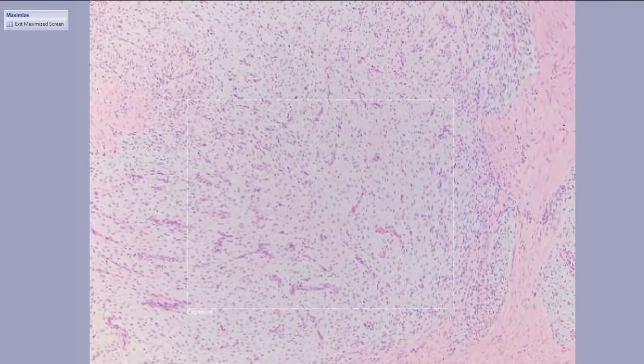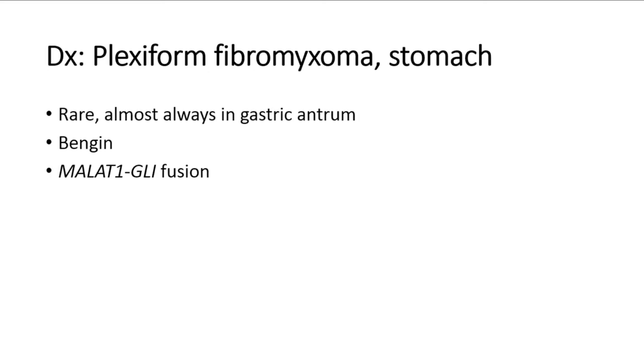And the term that I like for these, because it is the shortest and the easiest to remember, is plexiform fibromyxoma of the stomach. This was a gift to me from Dr. Cheryl Coffin, who was at Vanderbilt while I was doing my training there. One interesting thing about these tumors, they are indeed neoplastic. They have a MALAT1-GLI1 fusion. I don't know if I'm pronouncing these genes right. I just see them written, but that's what I'm going to call it.